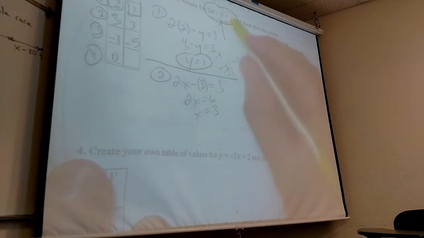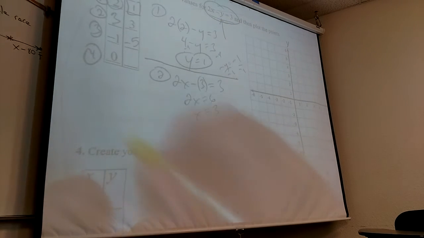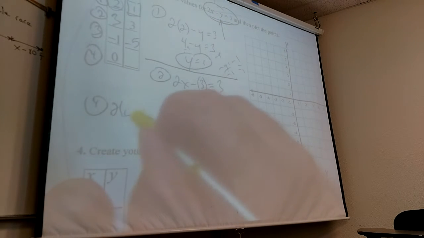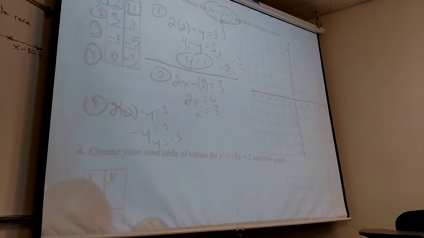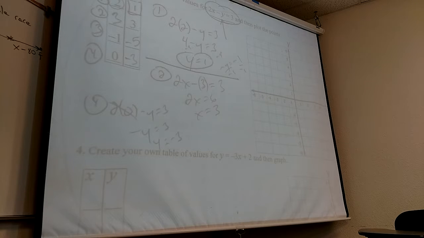And when you plug a 0 in, what happens? So I get 2 times 0 minus y equals 3. I'll get negative y equals 3. So I get y is negative 3. So now I've got 4 points that I can plot. And then I connect them up.